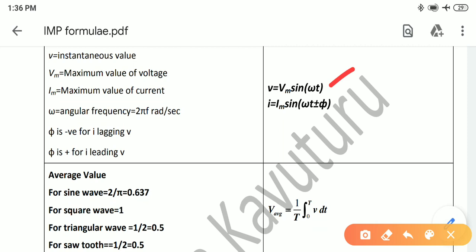Here in the formula V is equal to Vm sin omega t, small v is called the instantaneous value, whereas Vm is called the maximum or peak value. Omega is called the angular frequency, given as 2 pi f radians per second. With respect to current, small i is the instantaneous value of the current, and Im is the maximum or peak value of current. Omega is the same angular frequency, whereas phi is the phase difference between voltage and current. This phi is positive for the current leading the voltage, and negative for the current lagging the voltage.